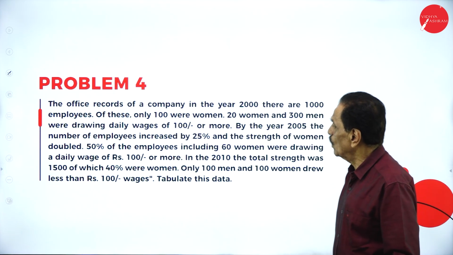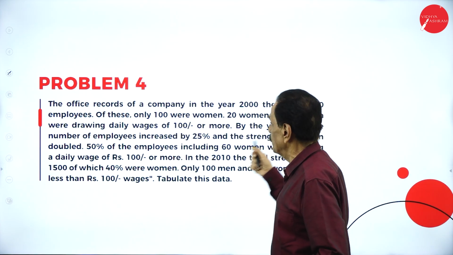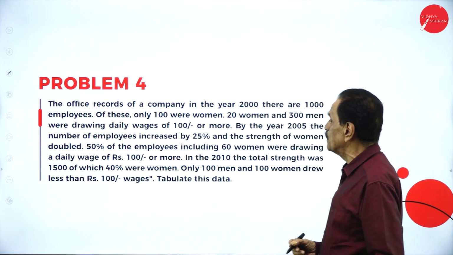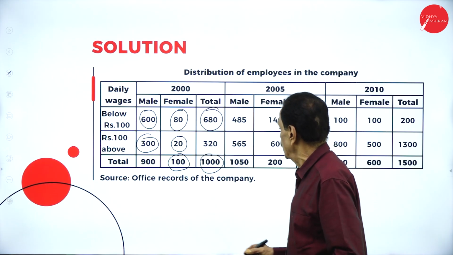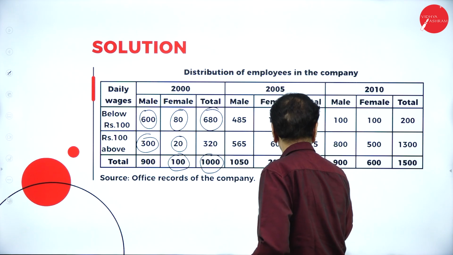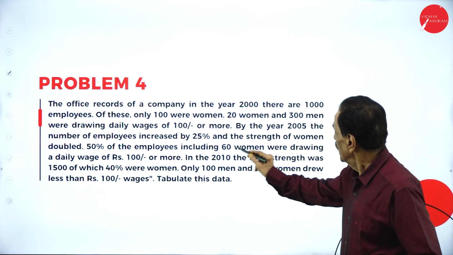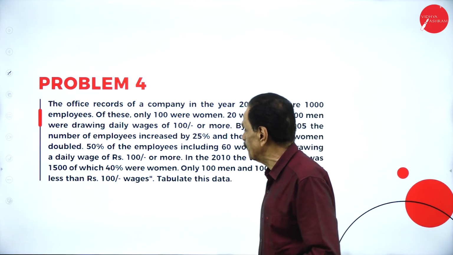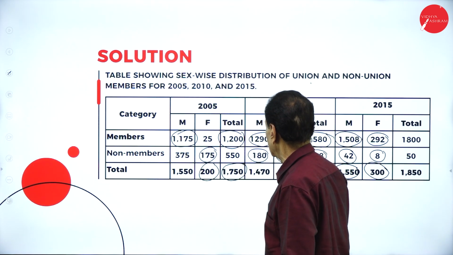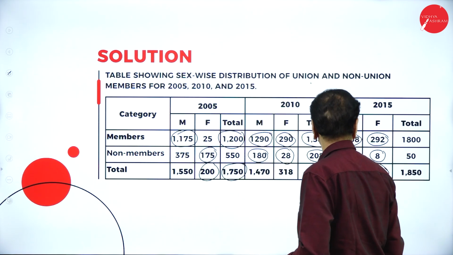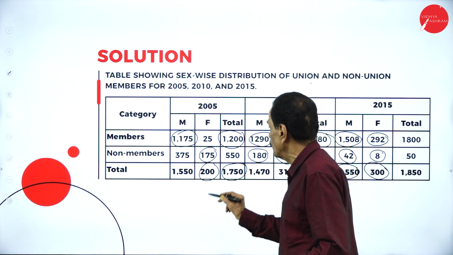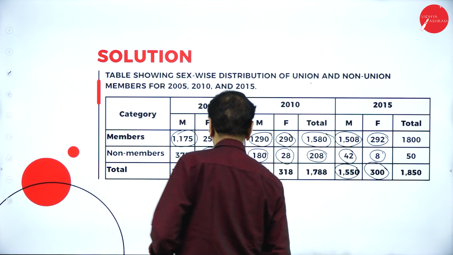Then in 2005, by the year 2005, the number of employees increased by 25%. So 1,000 is increased to 1,250. Then the strength of the women was doubled. Last time, how many women? 200. So the number of women employees here in 2005.